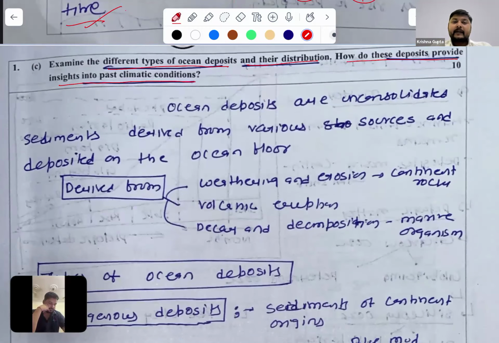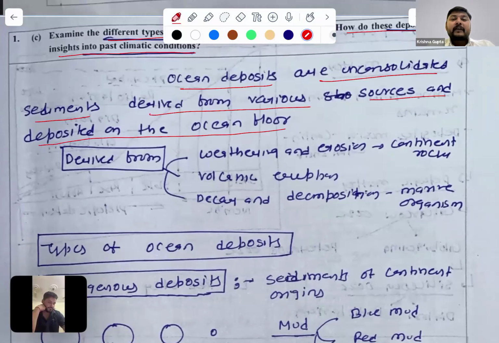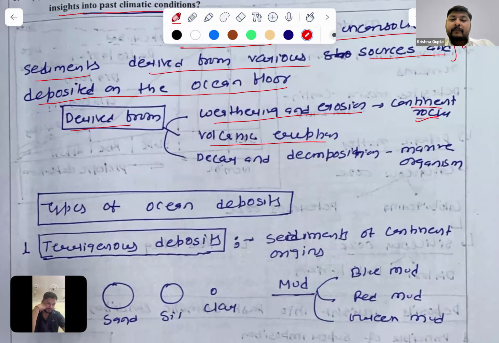Okay, so this is a very good answer question. Now, ocean deposits are consolidated sediments derived from various sources and deposited on the ocean floor. Okay, so this intro is good. Now, derived from weathering and erosion of continental rocks, then volcanic eruptions, then decay and decomposition of marine organisms. So we have provided here the derivation.